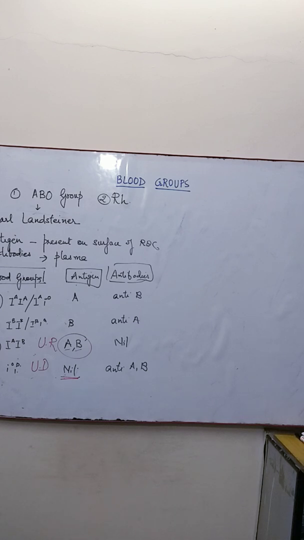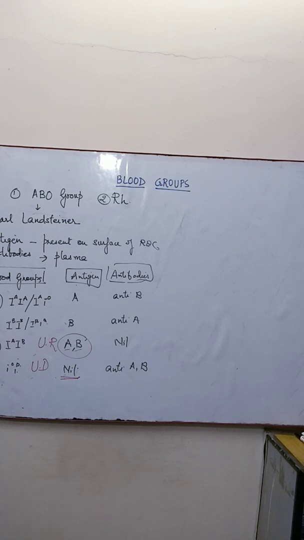Coming to the RH factor or RH blood grouping. It was again found out by Karl Landsteiner, Wiener and Levine. Three scientists were there and they found out about the RH factor. The RH is actually from the rhesus monkey. It was first reported in the rhesus monkey. Therefore, the name RH factor.